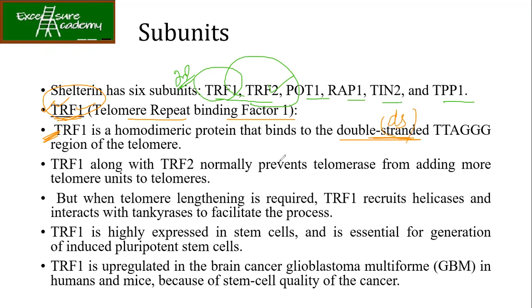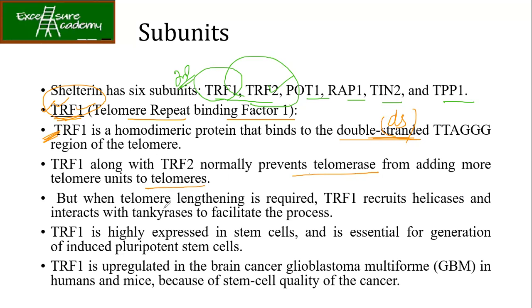Okay. Now, along with TRF2, it normally prevents the telomerase from adding more telomere units to the telomere. So it means what? TRF1 and 2 are preventing the telomerase activity. Otherwise, what will happen? The telomeres are going to become longer. Okay. Guys, just stop me in between if any points you're not able to understand.